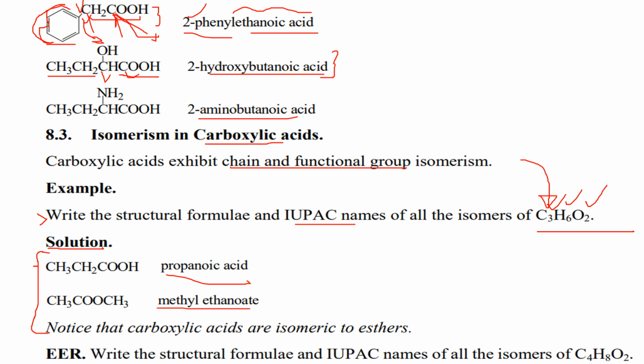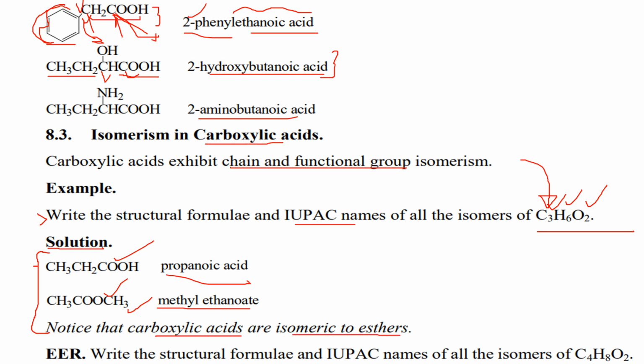For as long as there is the same number of carbon atoms, the same number of oxygen atoms, and the same number of hydrogen atoms, you find different isomers, provided they have the same numbers of the atoms present in your molecular formula. Now, notice that the carboxylic acids are going to be isomeric to the esters.